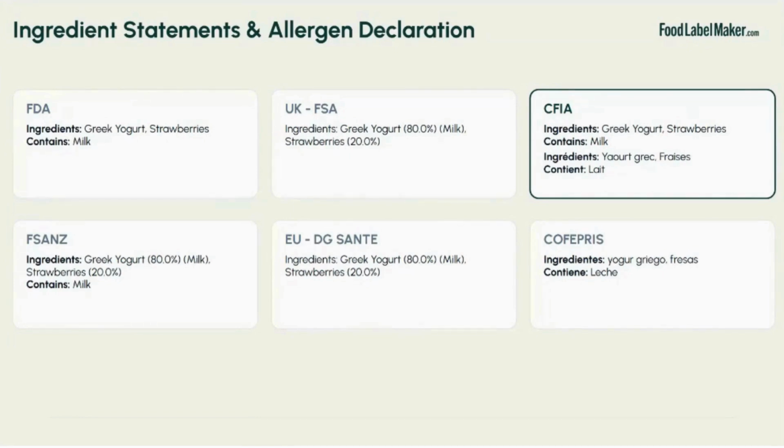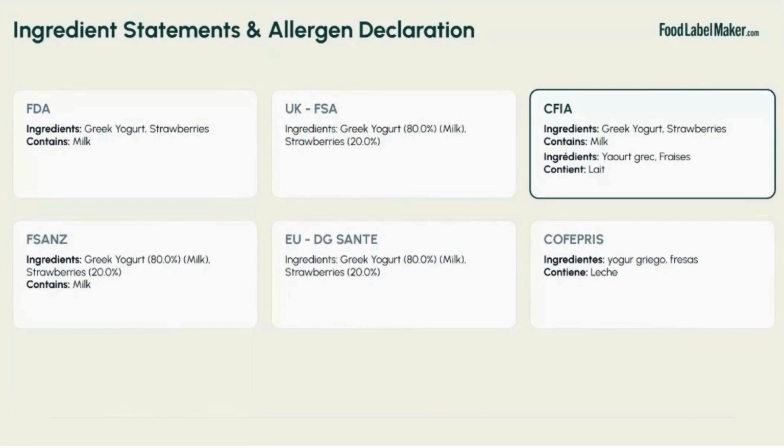Now let's move on to the allergen declaration method. In the United States and per FDA regulations, allergens can be declared either through a separate contains statement, as you can see here, or through bolding the allergens within the ingredient statement. Canada also follows a similar approach, so you can either have a separate contains statement, or you can also bold the allergens in the ingredient statement.